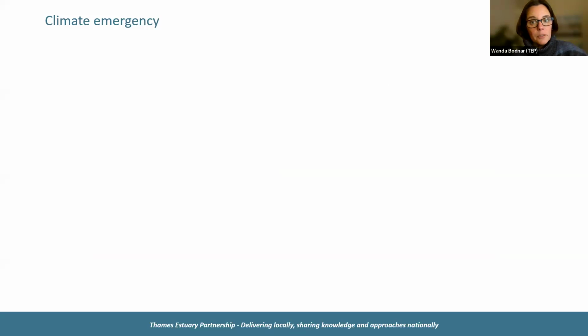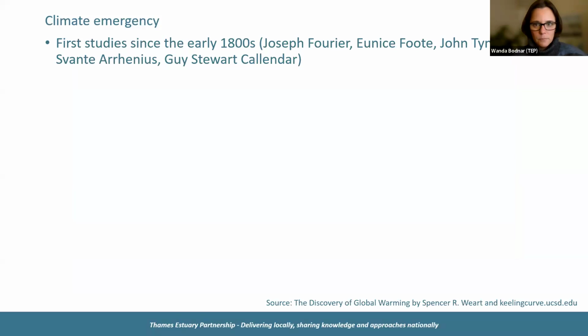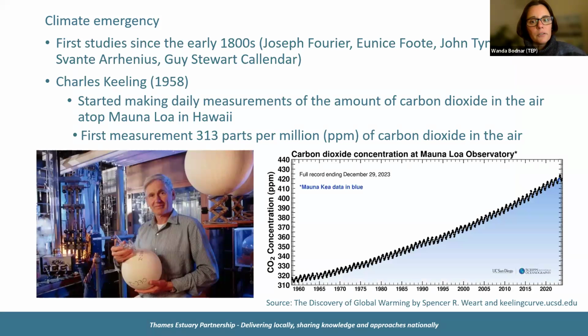Moving on to the climate emergency. Just to clarify the difference between weather and climate: weather refers to the short-term changes in the atmosphere, from minutes to hours to days, whilst climate is the average weather conditions over a long period of time, normally 30 years or more. The climate system itself has been studied by scientists since the early 1800s, and it was Charles Keeling who first started to directly measure atmospheric carbon dioxide in Hawaii, and these measurements are now continuing in various parts of the world.